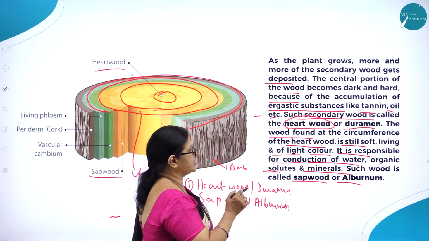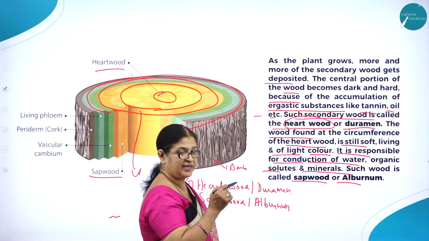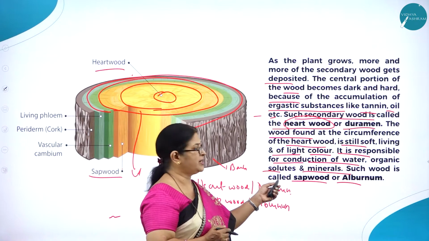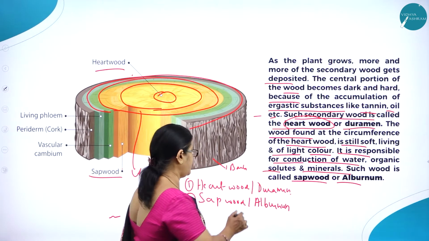And the wood found at the circumference of the heartwood is still soft, living and light in color. So the center is dark in color. And it is responsible for conduction of water, organic solutes and minerals. Such wood is called sapwood or alburnum.